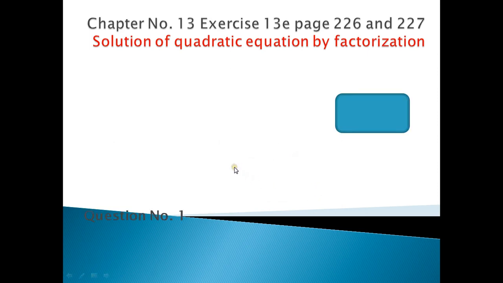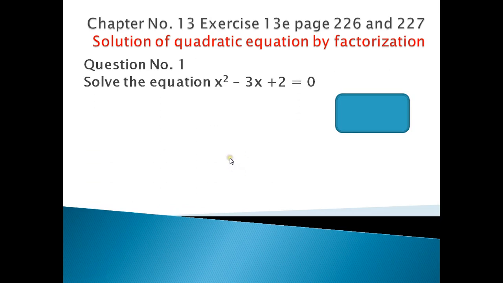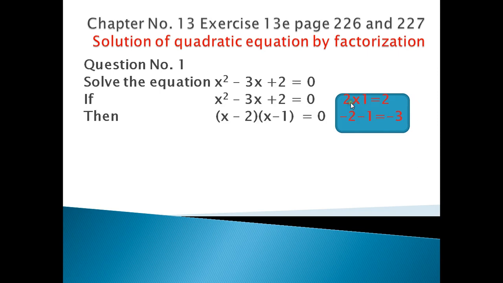Now the next question, question number 1 in this exercise 13E: x square minus 3x plus 2. So what will be the pair? We need the pair of 2. When we multiply it should be 2, and when we add it should be minus 3. So the pair is 2 multiplied by 1 equals 2, and minus 2 minus 1 equals minus 3. So in the first bracket you will write x minus 2, and in the second bracket you will write x minus 1, like this.